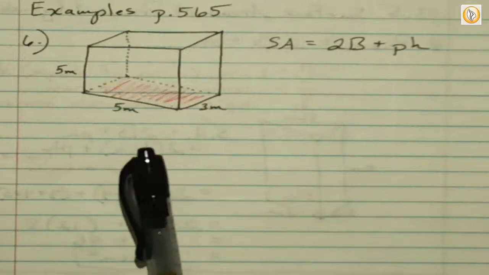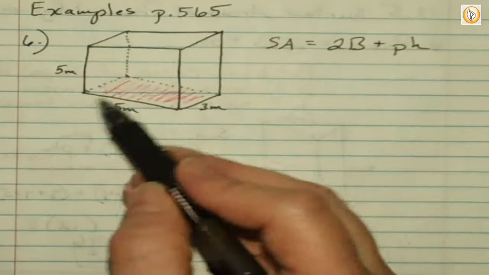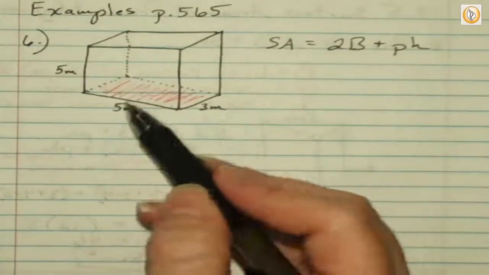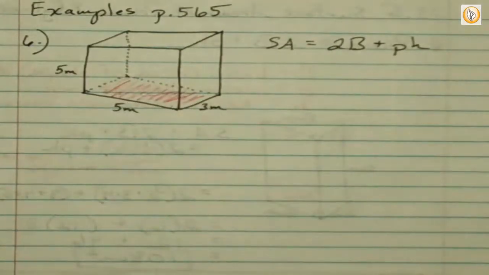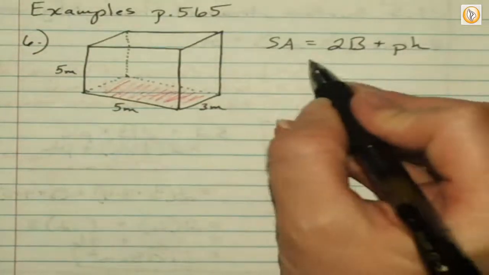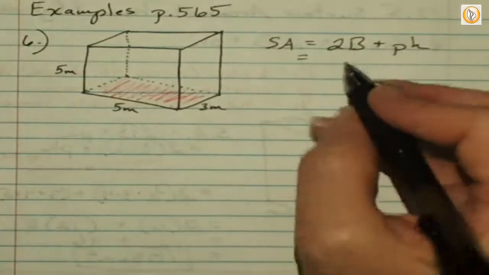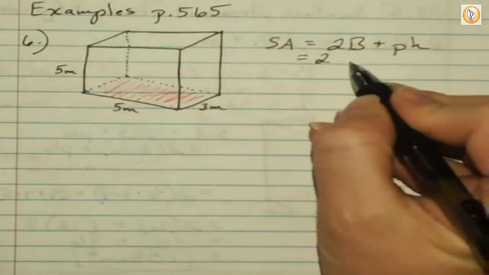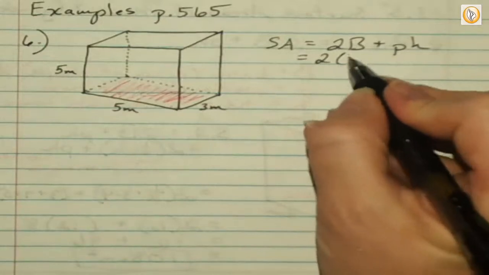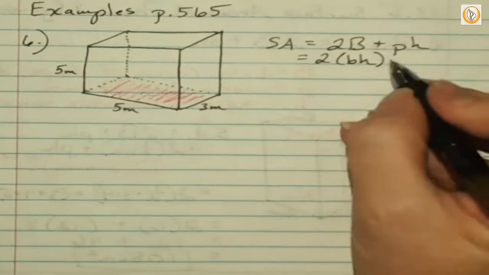So this time, unlike the other two examples I did, what kind of shape is this bottom end? A parallelogram. Okay, it's like a parallelogram, right? A four-sided figure. So what would the formula for its big B be? BH, base times height.